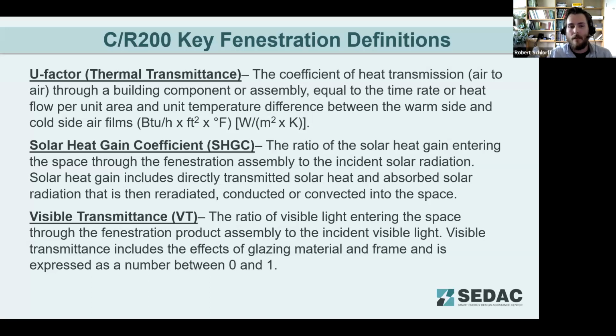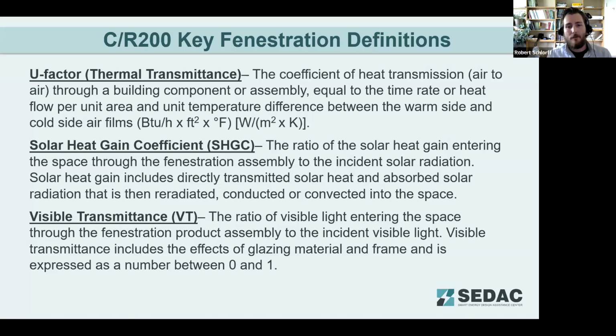U factor actually includes conduction and radiation from materials, whereas R value is simply the resistance to heat transfer through a material. So in terms of a window, a low U factor is going to represent high thermal resistance. A lower U factor is a better performing, more efficient window. Solar heat gain coefficient, or SHGC. This is the ratio of solar heat gain entering the space through the window assembly compared to the incident solar radiation.